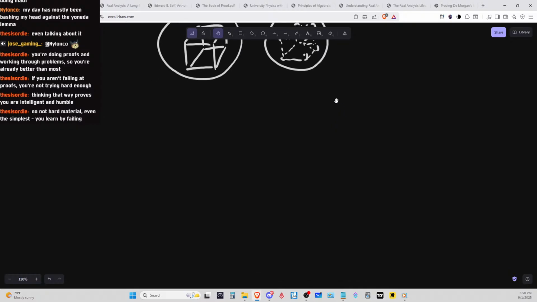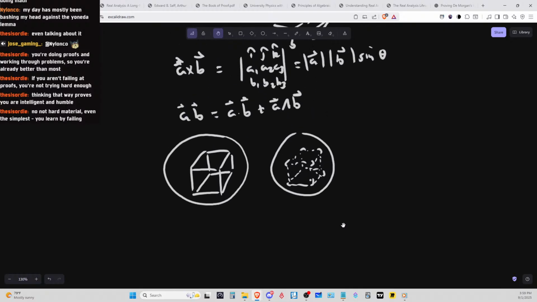I do like doing derivatives and basic calculations. Those are fun. I think when I do basic stuff like derivatives, I probably should do more trig substitution problems, because I did do some trig substitution problems while I was on break last week. No, not hard material. Even the simplest you learn by failing.